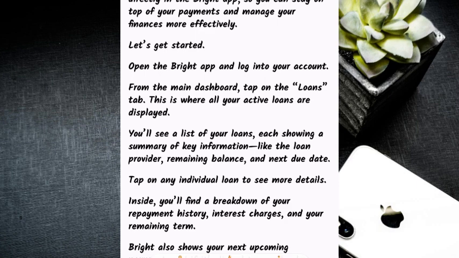You're going to see a list of your loans, each showing a summary of key information like the loan provider, the remaining balance, and the next due date. Tap on any individual loan to see more details. Inside, you're going to find a breakdown of your repayment history, your interest charges, as well as your remaining terms.